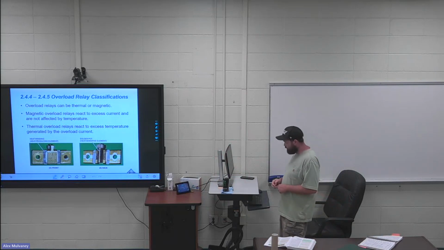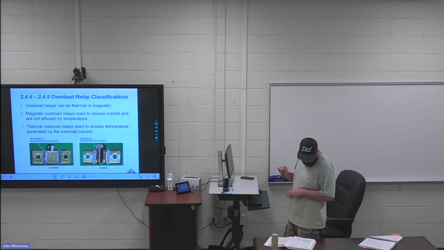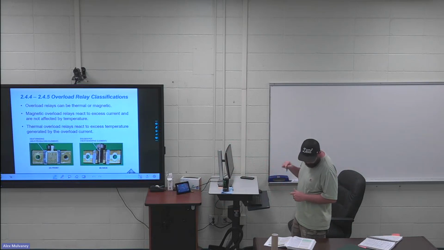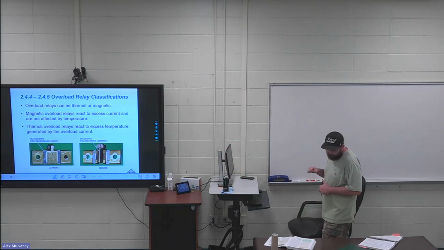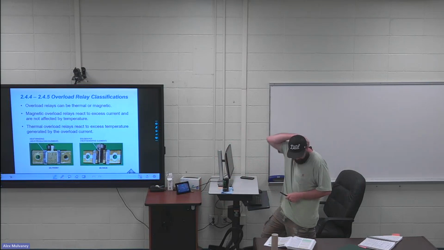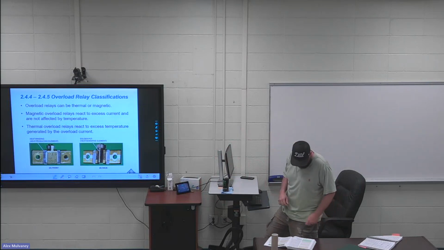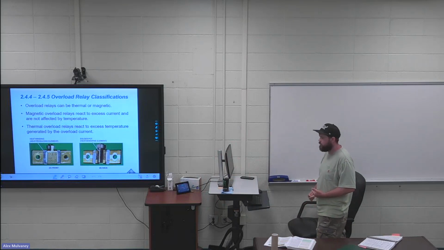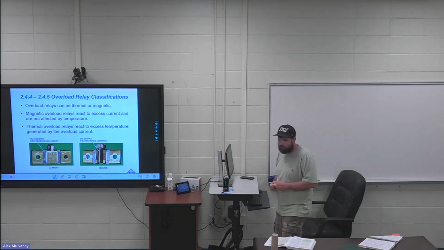Relay selection, 245. First sentence is highlighted. When selecting thermal overload relays, the following must be considered. First bullet point, all the bullet points are highlighted, but the first one I've got keyed in on. The motor full load current must be, like that's the first thing you're going to look at. The type of motor, and then the difference in ambient temperature between the motor and the controller. So ambient temperature does make a difference.